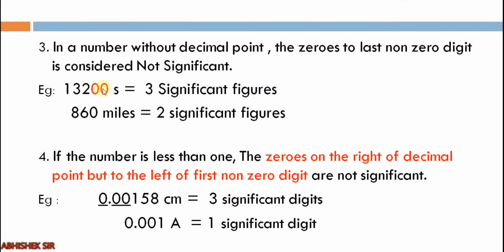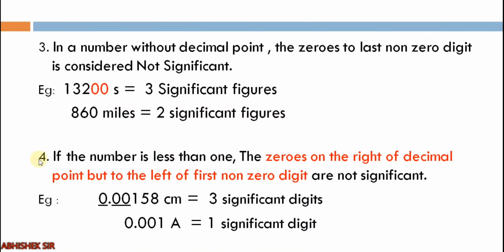Second condition, the zeros which are towards the right of the last non-zero digit. So the last two zeros will not be significant, so they will not be counted. So 1, 3 and 2, only three significant figures are there. Also in the next, 860 miles, again a number without decimal point. So the last zero will not be counted, only two significant figures. Clear? Okay. Moving on to the fourth one.